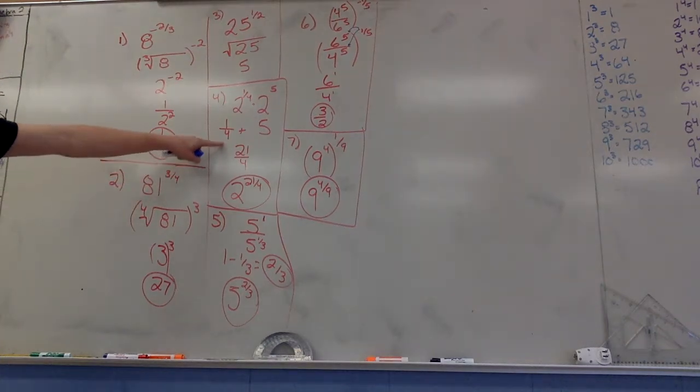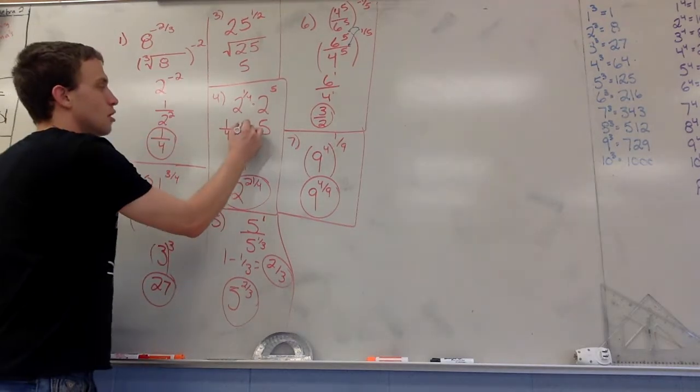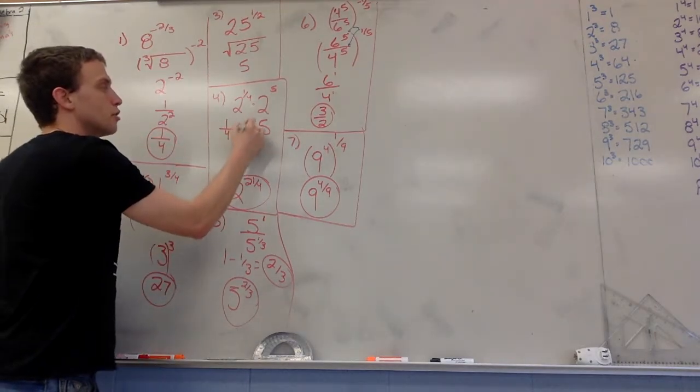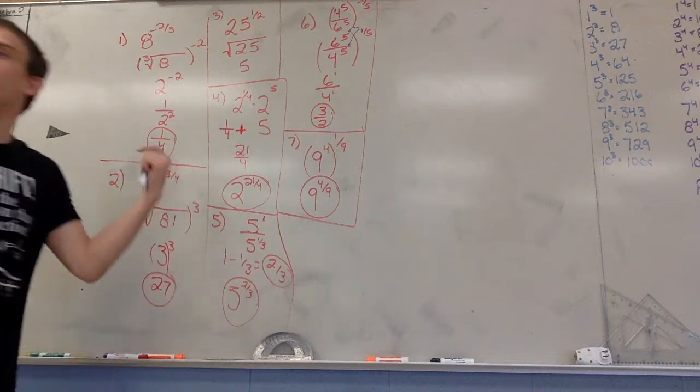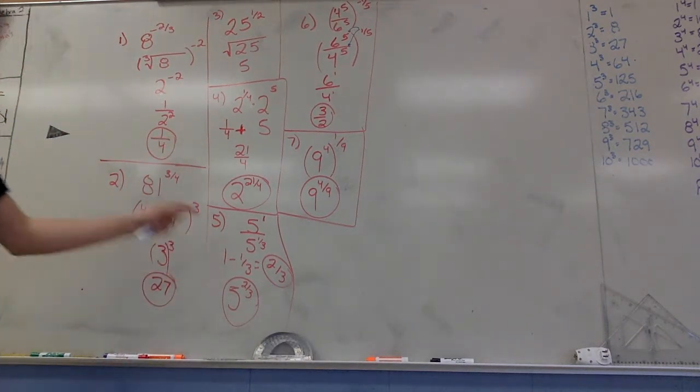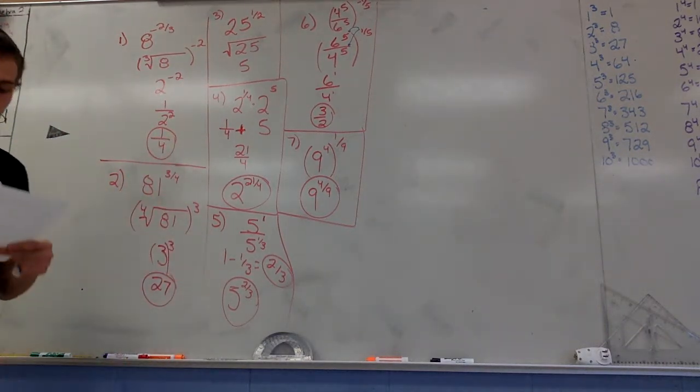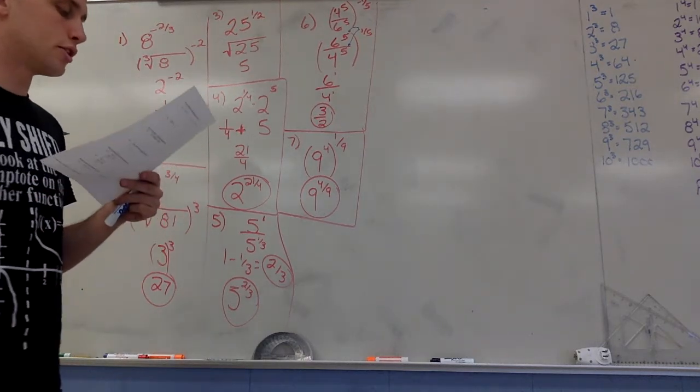Number 4, here, addition. It's adding the exponents together. We had to add those exponents together, so we needed 1/4 added to 5. Gives me 21/4. All right. So we'll go on to the next section.